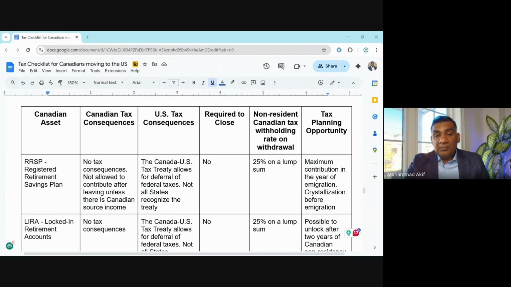So tax planning opportunity: before you leave, maximize. Put as much as you can based on your income that year. I don't want you to just say, hey, I have 100,000, I'm going to put 100,000. Don't do that. Put what you need, according to your income that year. All right. And then make sure that you maximize that account before you leave.